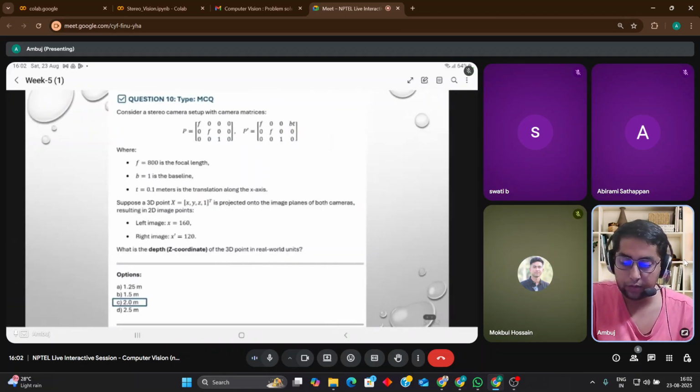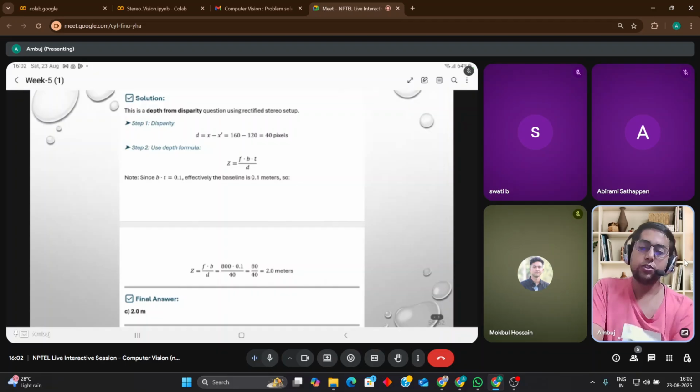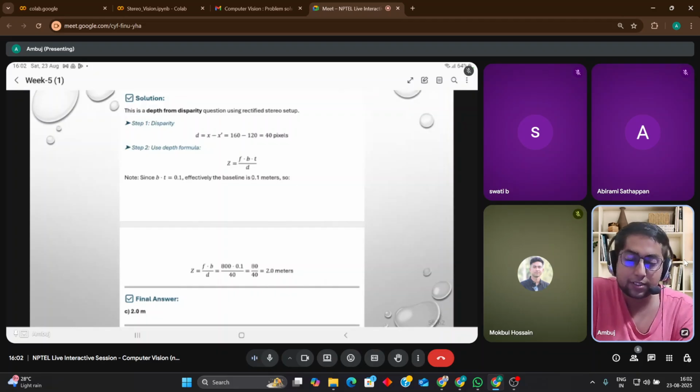So it will come exactly as 2 meters. The disparity d, which you have to compute, is x minus x dash, which is nothing but 160 minus 120, that is 40 pixels. Then you have to use the depth formula, which is F times B divided by d. F into B will be 800 multiplied by 0.1, divided by 40. It will come around 2 meters. So the final answer is 2 meters. This you will get.